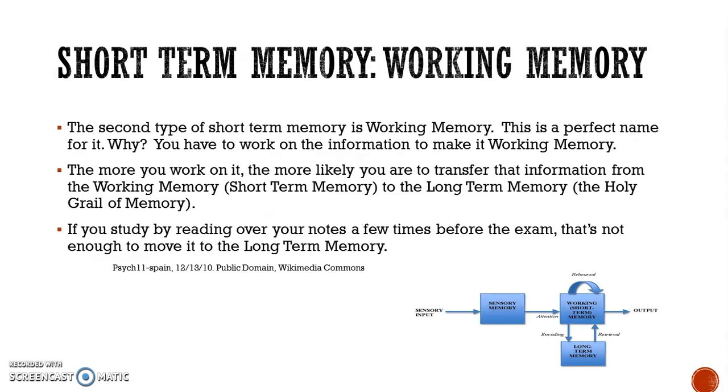The second type of short-term memory is working memory, and this is a perfect name for it because you have to work on the information to make it working and memory. The more you work on it, the more likely you are to transfer that information from the working memory, which is short-term memory, to the long-term memory, which is the holy grail of memory.